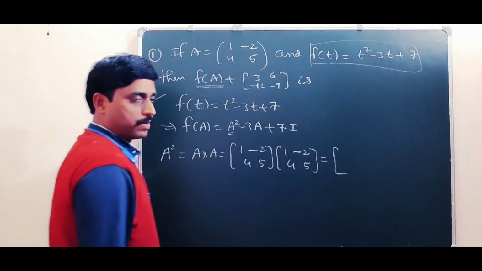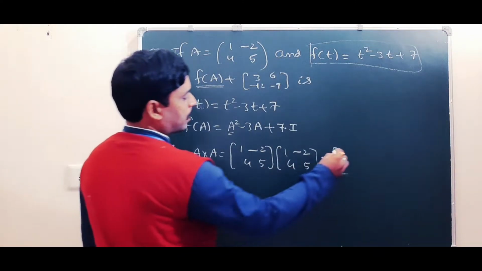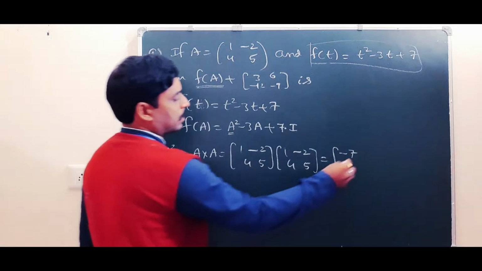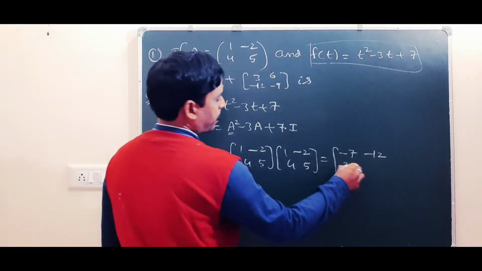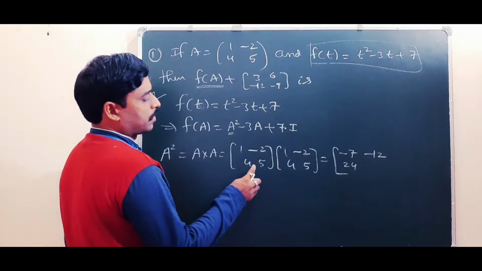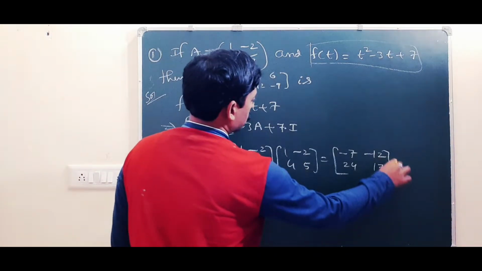After multiplication, first row multiplied with first column: 1 minus 8, minus 7; minus 2 minus 10, minus 12; 4 plus 20, 24; minus 8 plus 25, 17.